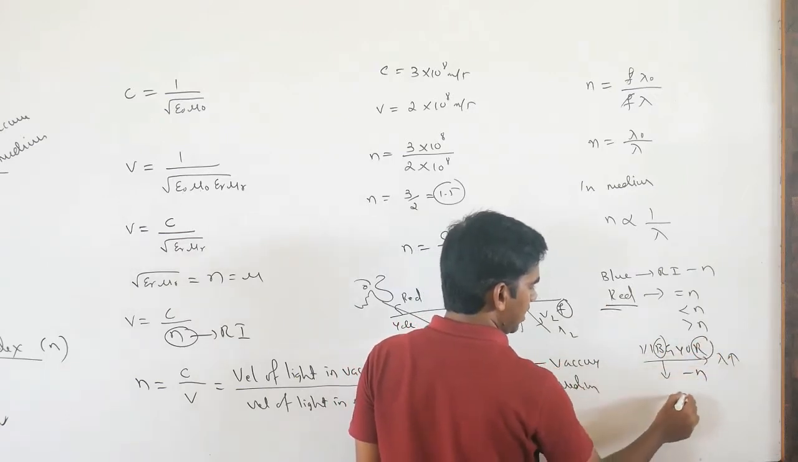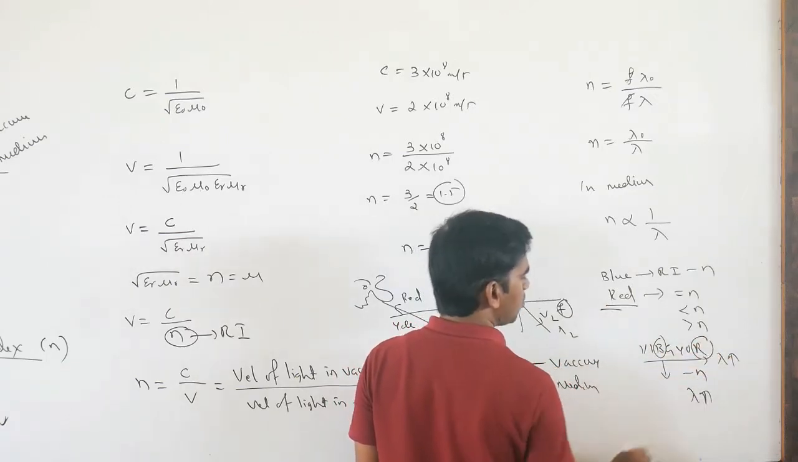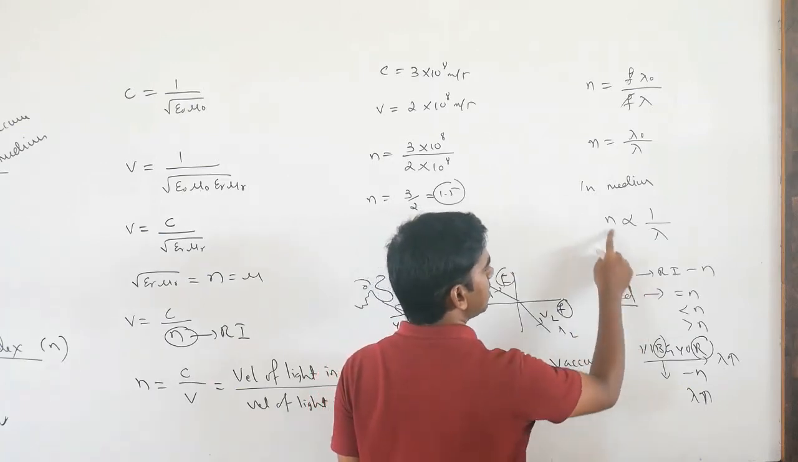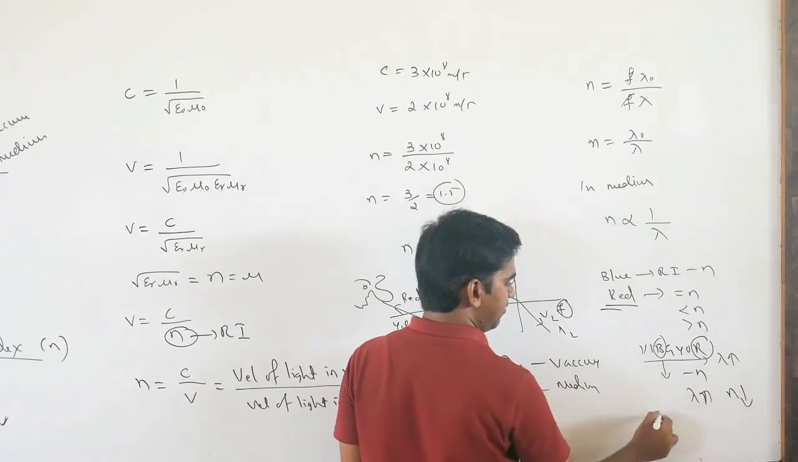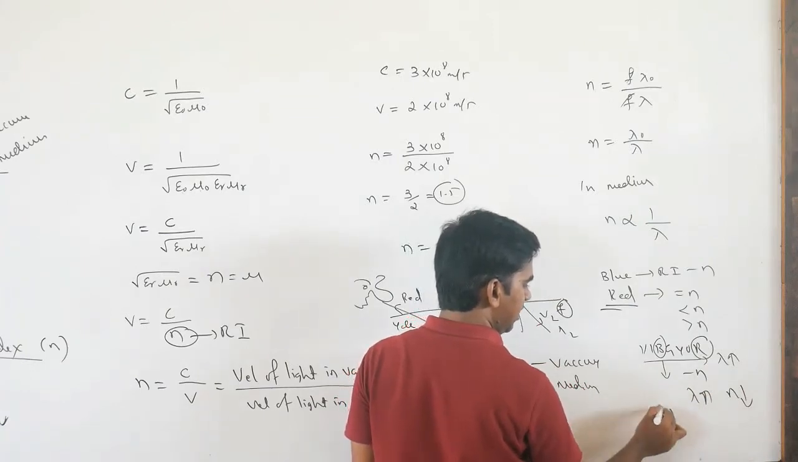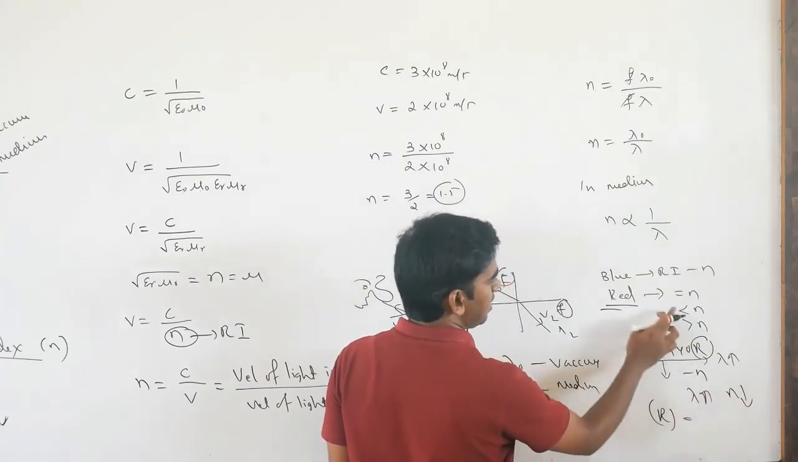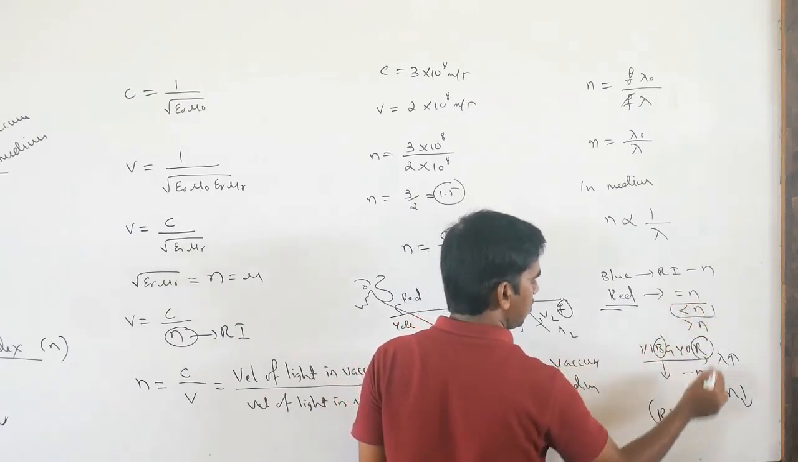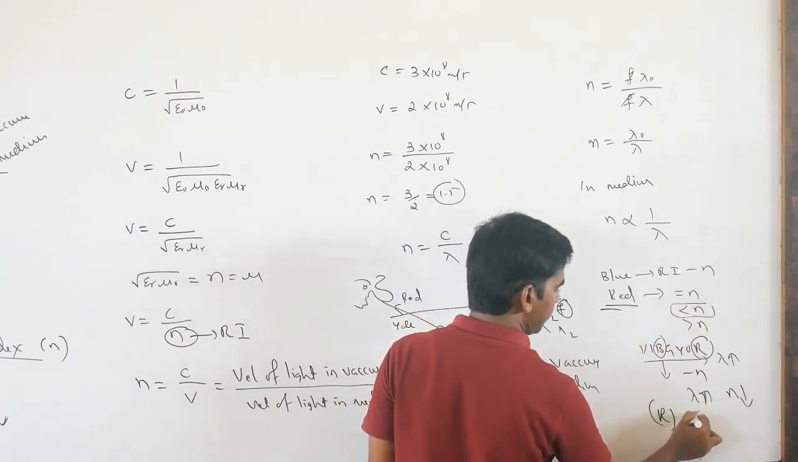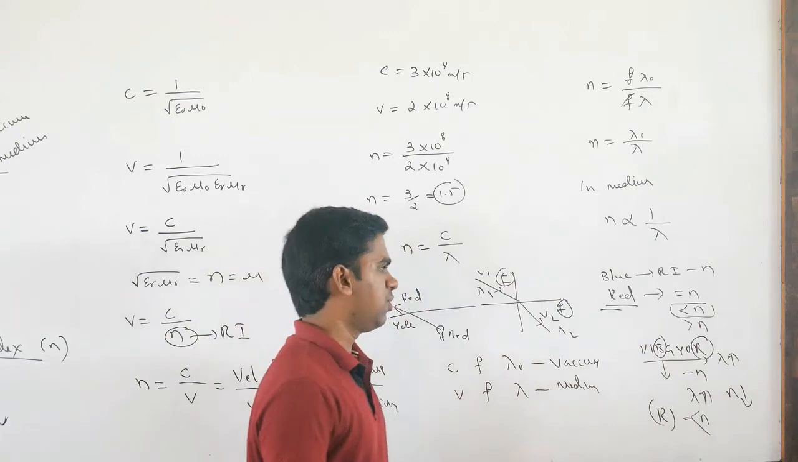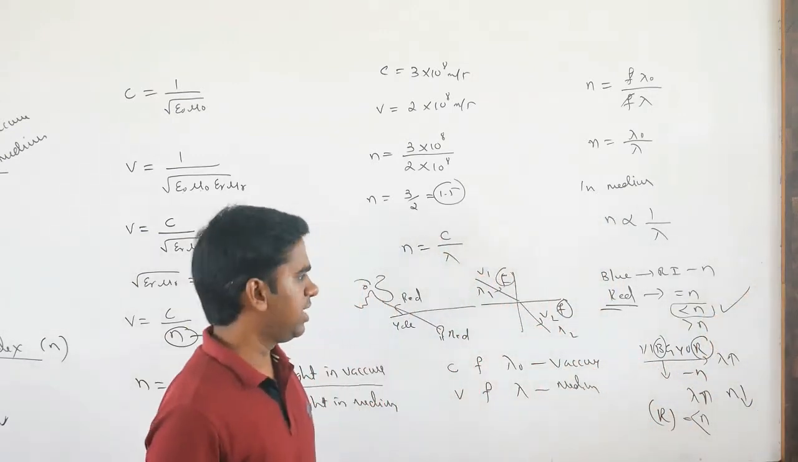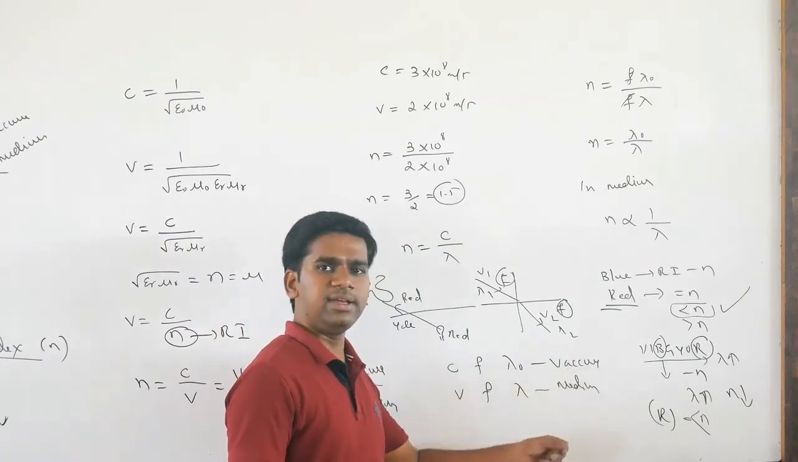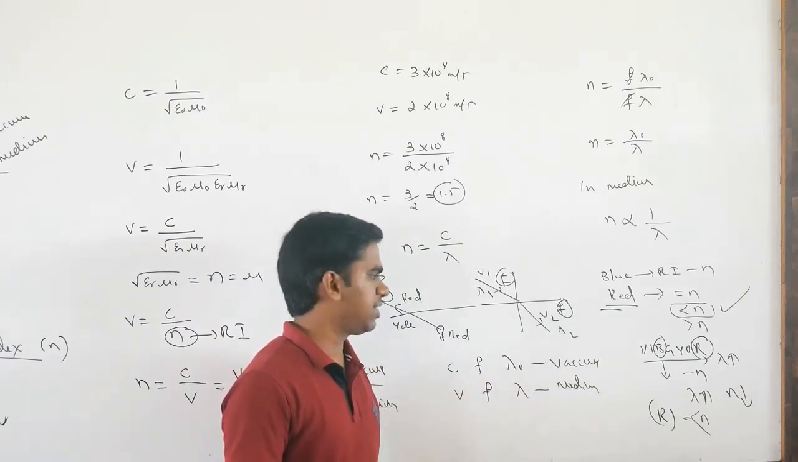More wavelength. If lambda increases, what will happen to refractive index? Refractive index will decrease. Obviously, refractive index of red light is less than refractive index of blue. So our answer should be less than n. Okay, so this is how we can relate the wavelength with the refractive index.